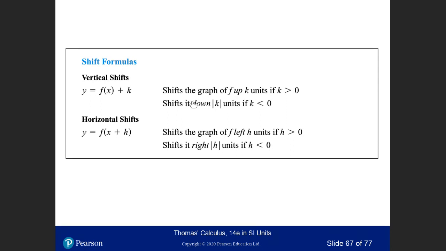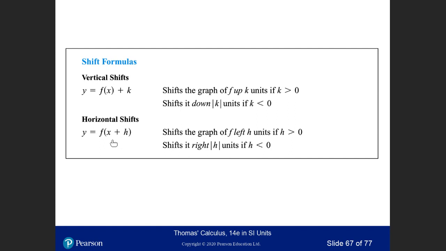And that's vertical shift. For horizontal shift, you have x plus h. You add something to the independent variable. If this is positive, what happens? Then what you get for the value is f of x plus h. So the graph shifts to the left. Okay? If h is negative, you shift to the right. Okay?